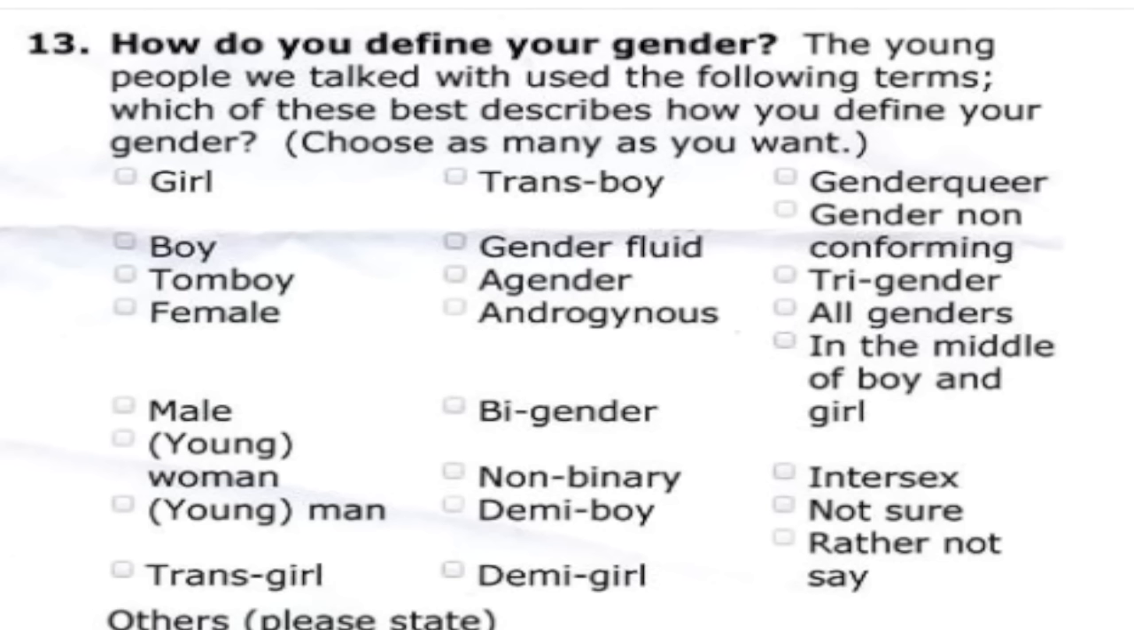Okay, there's boy and there's girl, and there's tomboy, female, male, young woman, young man, trans girl. Then there's trans boy, and then there's gender fluid. Agender, androgynous, bigender, non-binary, or you could be a demi-boy or a demi-girl. You could be genderqueer, gender non-conforming, trigender, all genders, in the middle of boy and girl, intersex, not sure, rather not say, and if you couldn't pick one that was in there, you can go, you know, other, please describe. I think this is how crazy it's getting.